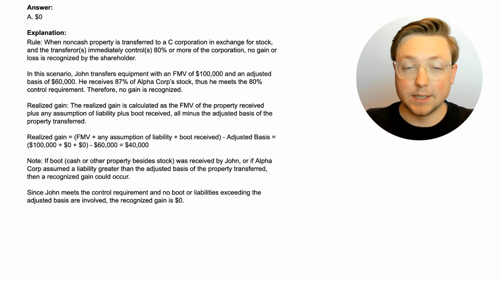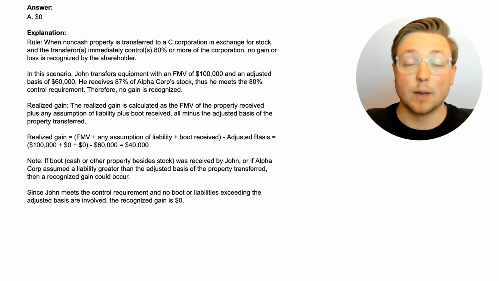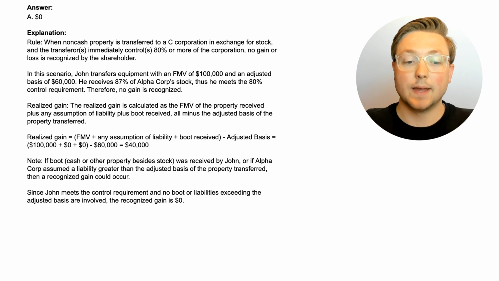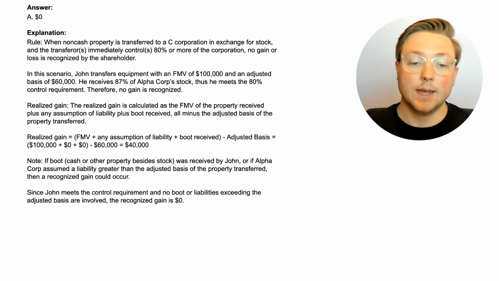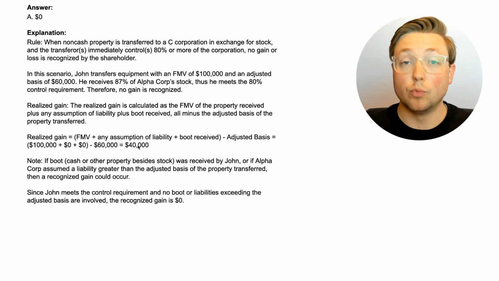So there is a realized gain. The realized gain is calculated as the fair market value of the property received plus any assumption of liability plus boot received. And by the way, boot is usually just extra cash on top of the stock, all minus the adjusted basis of the property transferred. So again, that's the fair market value, which is $100,000 in this case. There was no assumption of liability or boot received, so we don't need to worry about those. And then we subtract the adjusted basis, which was $60,000, and that means that there was a realized gain of $40,000.